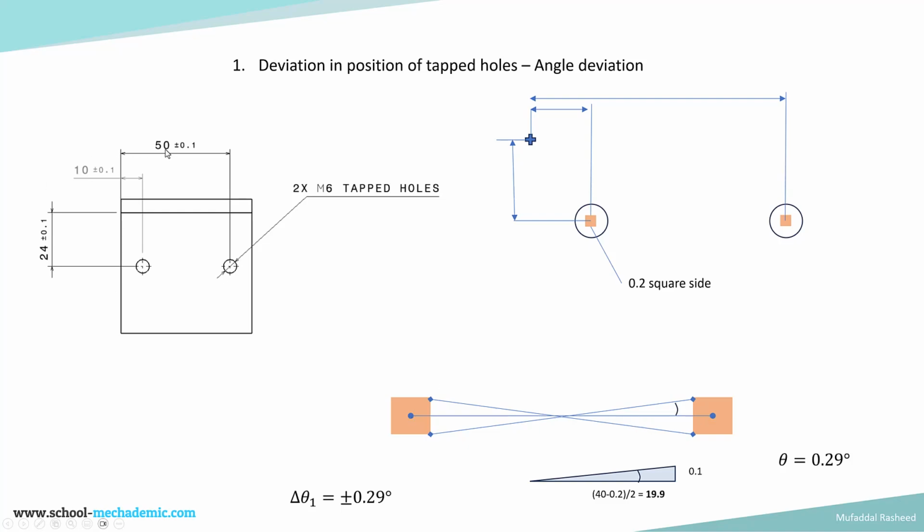The basic dimension is 50 over here and the basic dimension is 10 over here. That is the true dimension. 50 minus 10 is 40, so from this point to this point is 40. We are cutting off this portion and this portion, which is 40 minus 0.2. That is 39.8, divided by 2 is 19.9. So from this point to this point is 19.9 and this side is 0.1. We calculate theta as 0.29. So the variation will be plus or minus 0.29, because it can go positive and it can go negative.